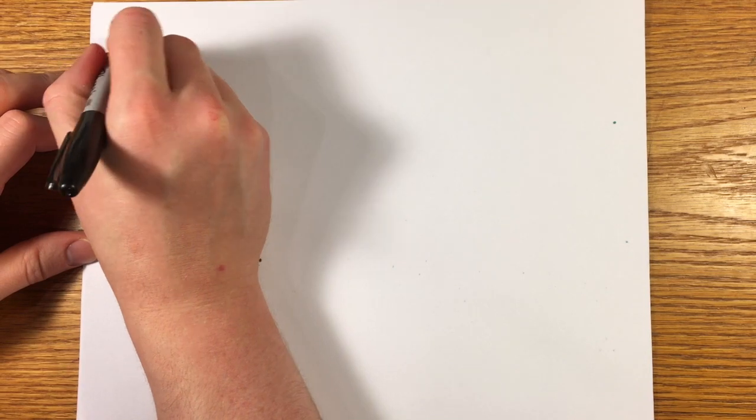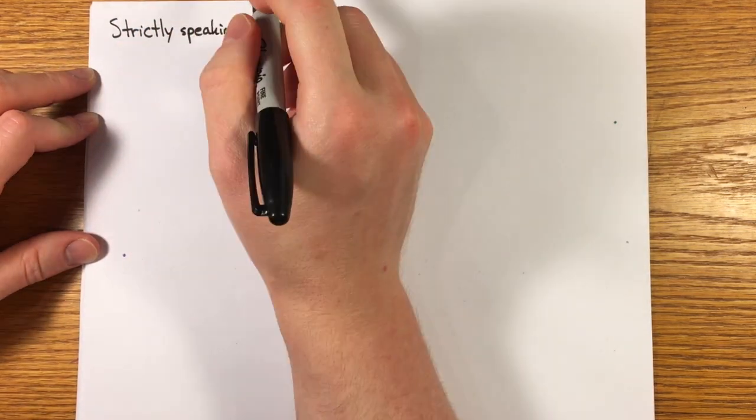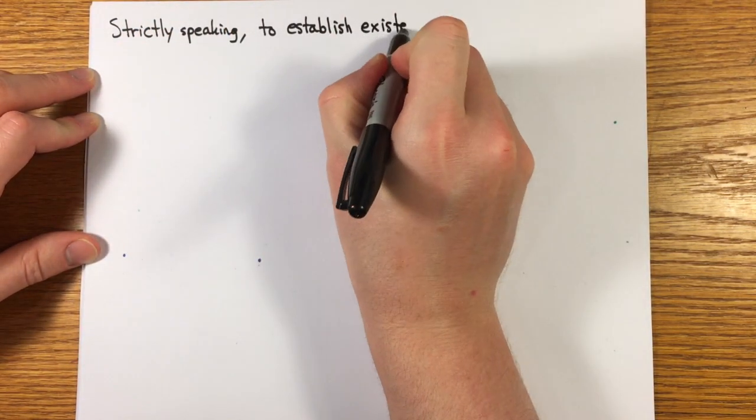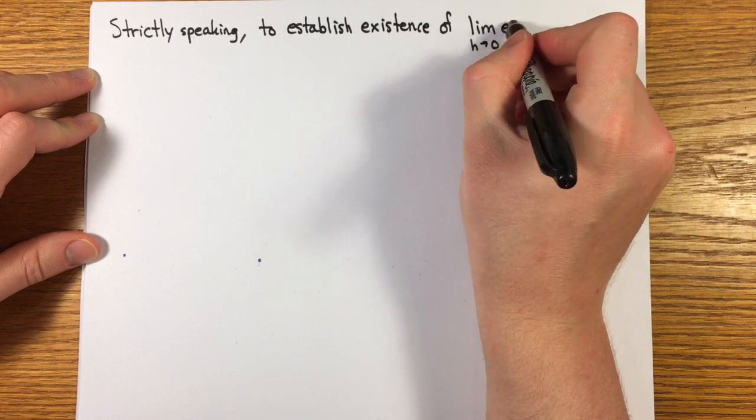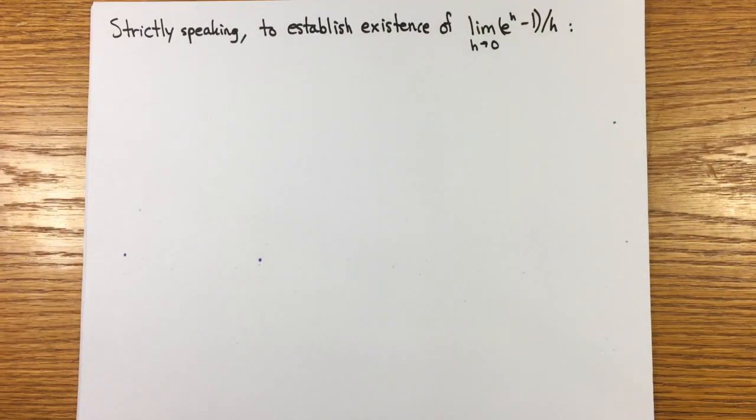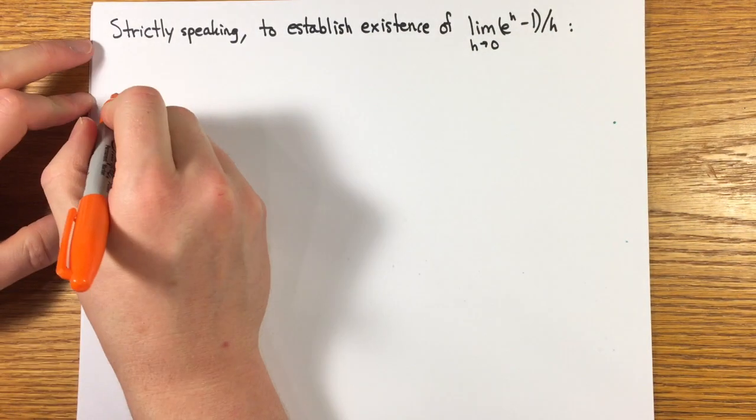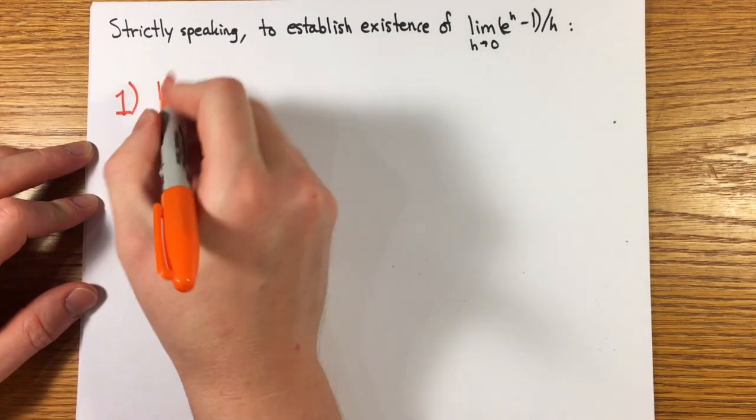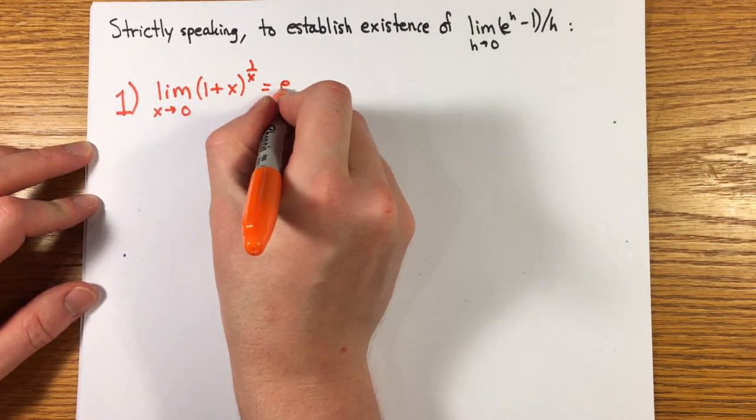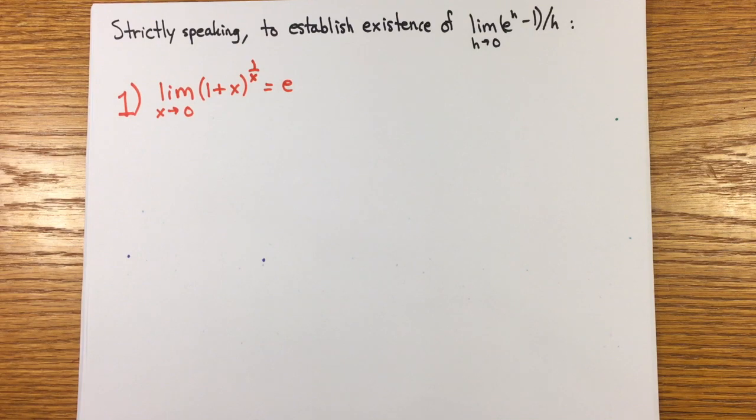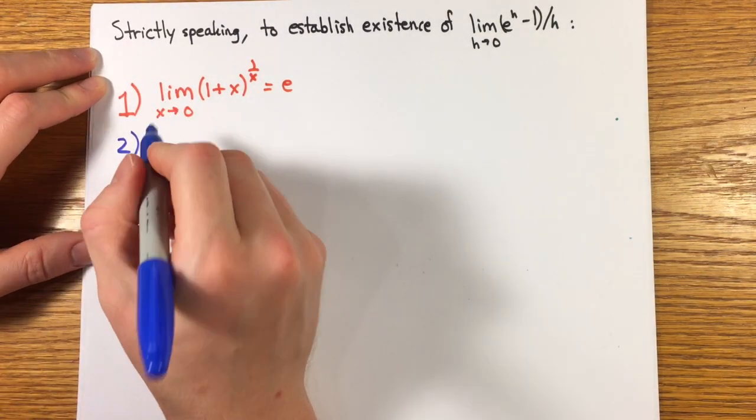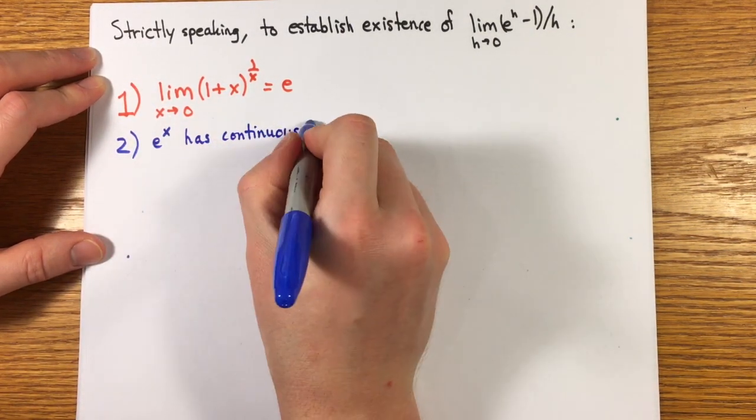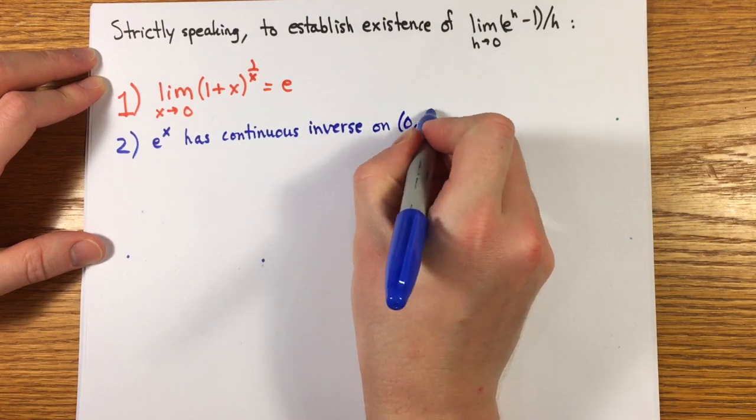Okay, if you want to be strict, I haven't actually shown that the key limit exists, just that it goes to 1 along a particular sequence. If you really want to compute the limit of (e^h - 1)/h properly from our definitions, the best way is probably these 3 steps. 1, show that the limit of (1 + x)^(1/x) as x goes to 0 exists, which we've already shown for the single sequence, x = 1/n.